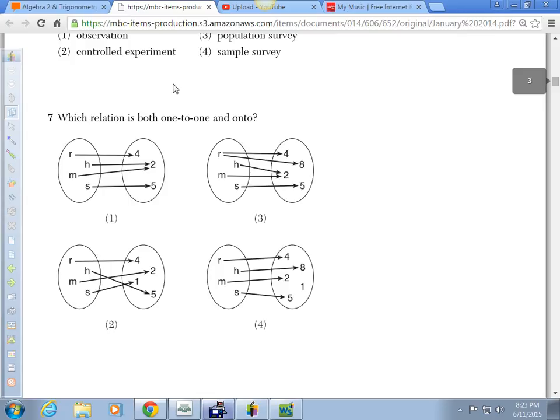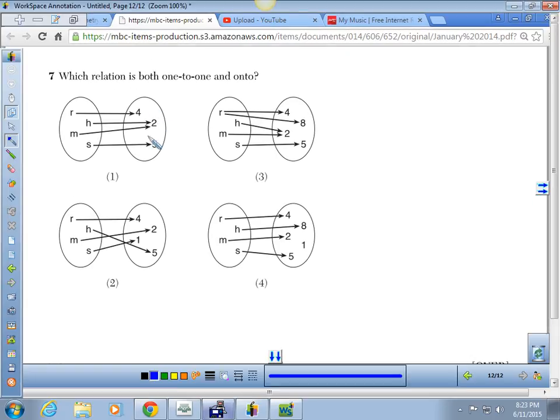1-to-1 and onto. What does 1-to-1 mean? For every x, there's one y. For one y, there's one x. Okay? Is this one 1-to-1? No, it is not. Why? 2 goes back to 2 different spots. Not 1-to-1. Is 3 1-to-1? No, why not? Yeah, 2 goes back to 2 spots again, and R goes to 2 spots. Number 2, 1-to-1. Yes, 2 is 1-to-1. Is 4 1-to-1? Yes, 4 is 1-to-1.